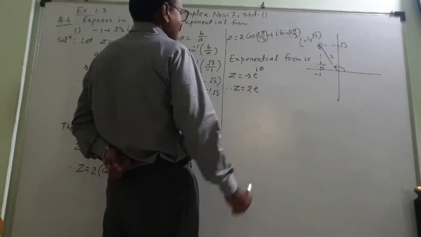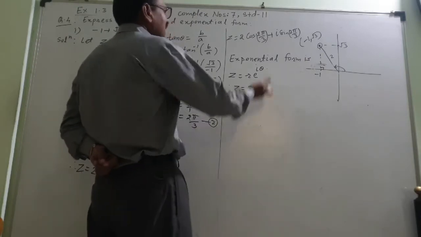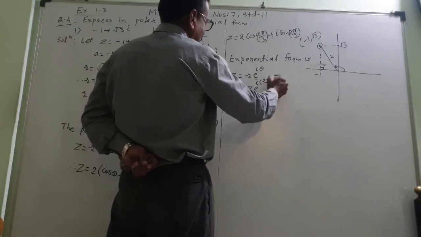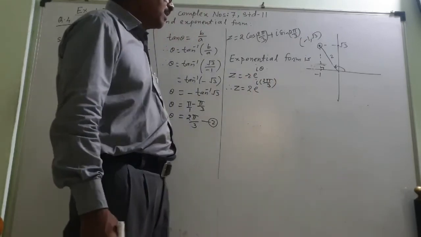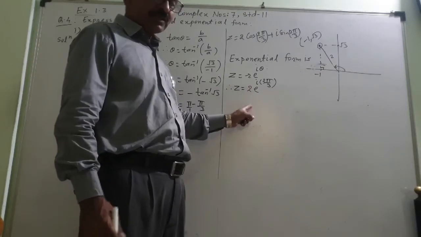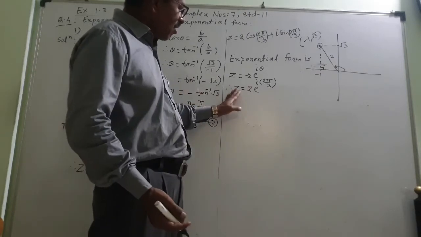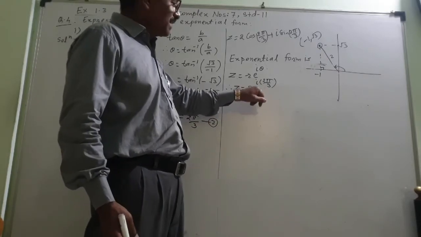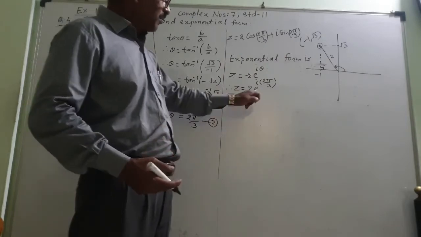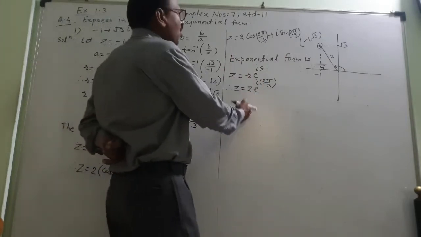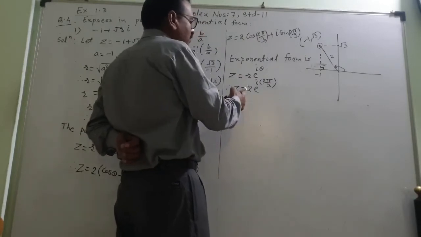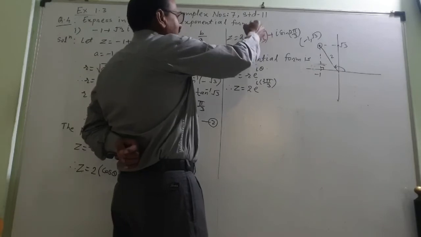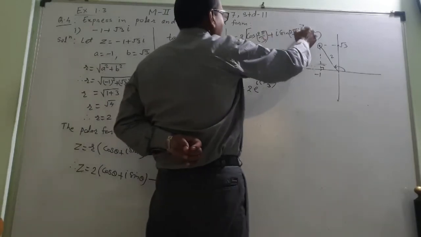e raised to i theta means, what is that theta? i into 2 pi by 3. This is i theta. What is this? Don't ask it. It is the way of writing in the exponential. Exponential means e raised to something. This is of this. If I want to write, go back to the polar form. This will be 2 means R. Here I have forgotten this bracket.